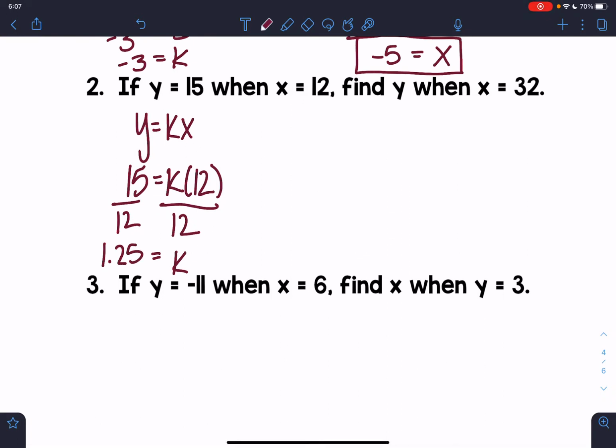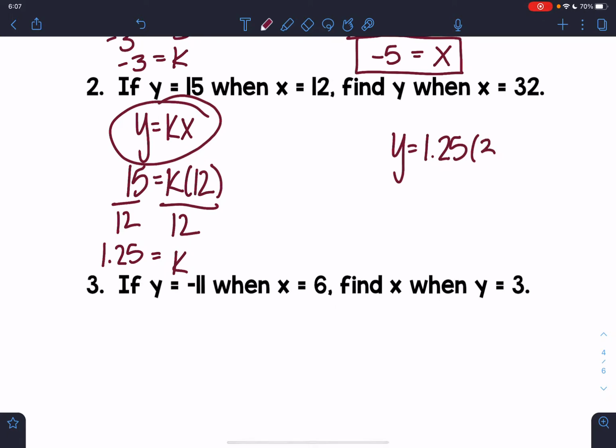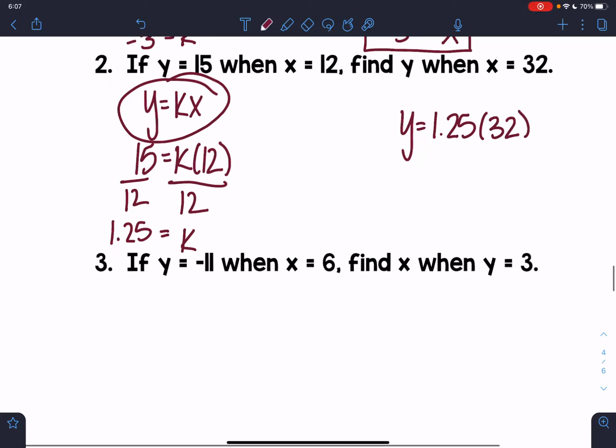Okay, so now, going back to the question, it says find y when x is 32. So using this formula, we're going to say y is equal to, I know my k is 1.25. My x is 32. So I'm going to multiply those two together. That gives me y is 40.